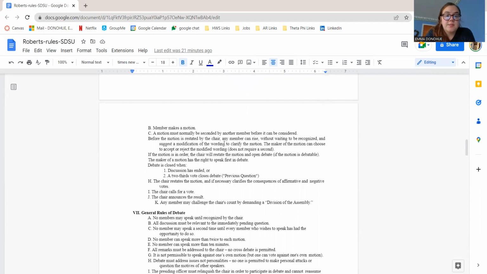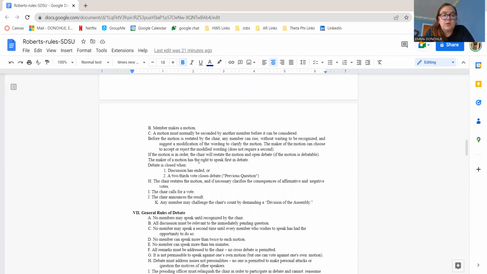Before the motion is restated by the chair, any member can rise without waiting to be recognized and suggest a modification to the wording to clarify the motion. So if I wasn't clear about how I wanted the calendar approved, that would be saying approving the business meetings, approving volunteer hours, approving events that are happening. What are we approving? The maker of the motion can choose to accept or reject the modified wording, and that does not require a second. So if I say, no, we're just doing the whole calendar, then that leaves it at that.